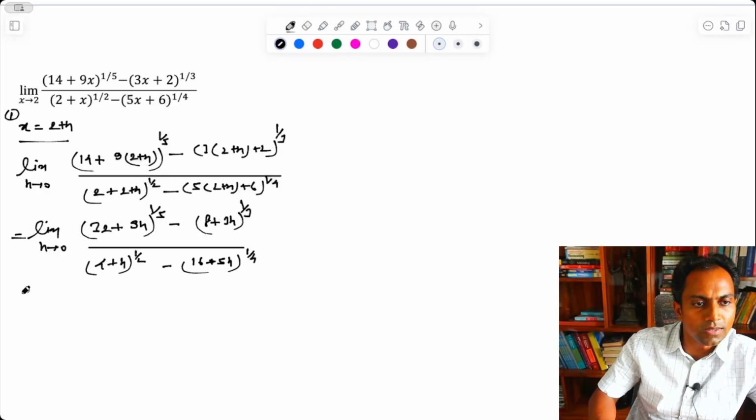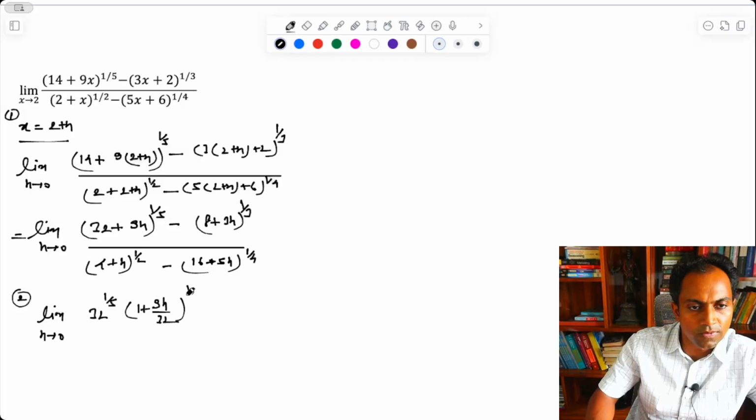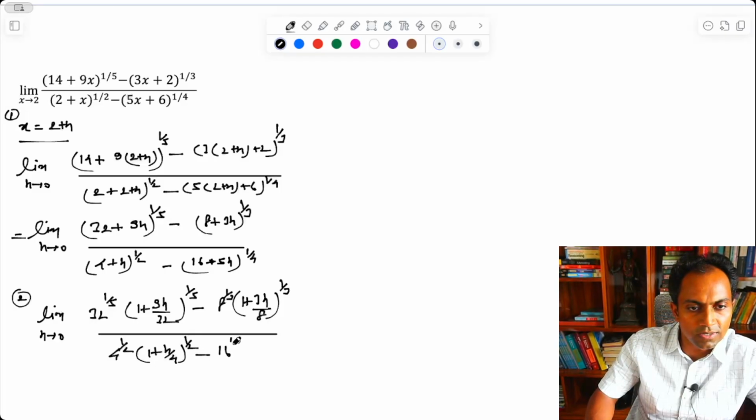The easier thing to be done, that is the next step, would be to take it to the standard form, that is the 1 plus x form. So for that we will have to take 32 common. So 32 raised to the power 1 by 5 into (1 plus 9h by 32) raised to the power 1 by 5 will come. And 8 raised to the power 1 by 3 into (1 plus 3h by 8) raised to the power 1 by 3. Divide by 4 raised to the power 1 by 2 into (1 plus h by 4) raised to the power 1 by 2. And then 16 raised to the power 1 by 4 into (1 plus 5h by 16) raised to the power 1 by 4.